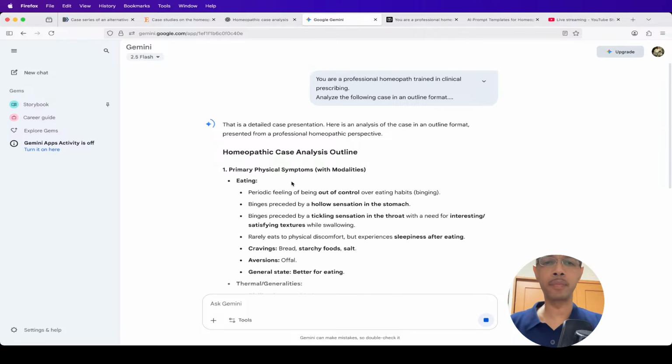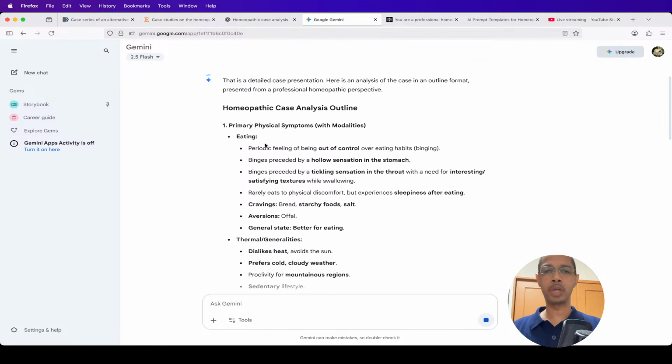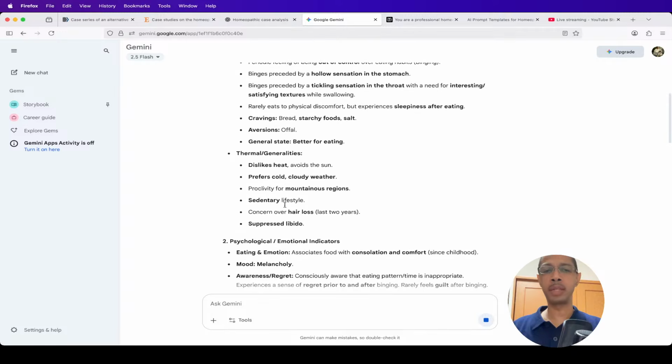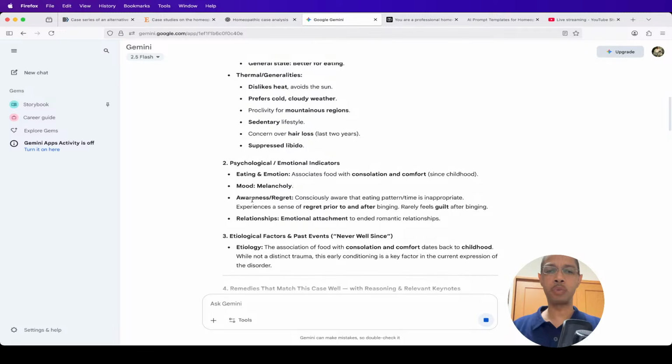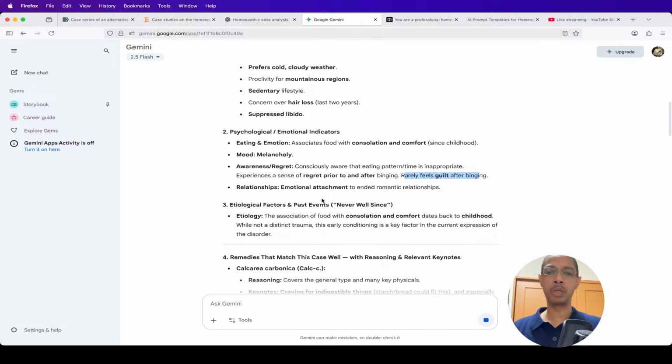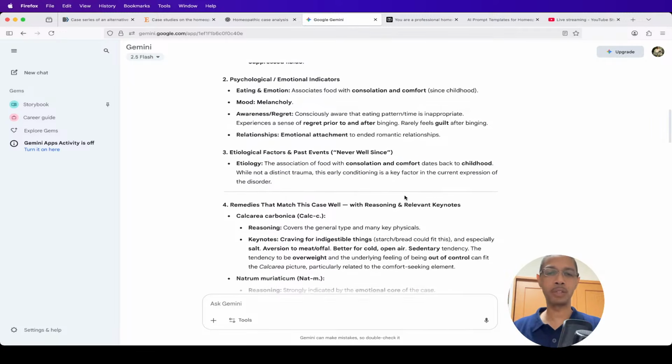Okay. Again, here's the structured output: primary physical symptoms, the eating, thermal generalities, psychological points, eating and emotion, mood, melancholy, awareness, regret, consciously aware that eating in time is inappropriate, experience a set of regret prior to and after, but rarely feels guilt. It's pulling out those points in there. Relationships, ideological factors, association of food with consolation and comfort dates back to childhood. While not a distinct trauma, this early conditioning is a key factor.